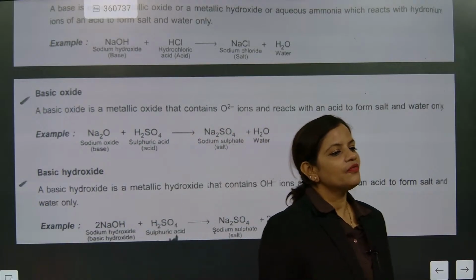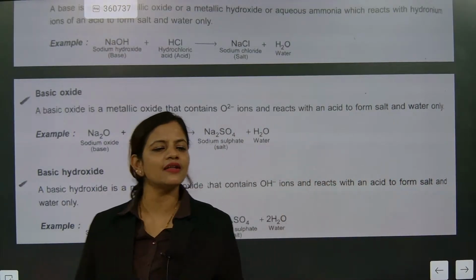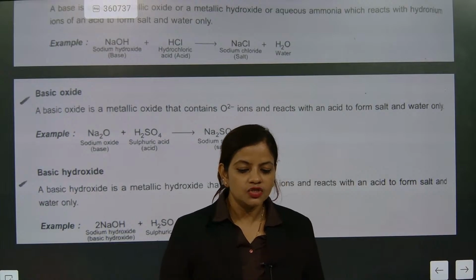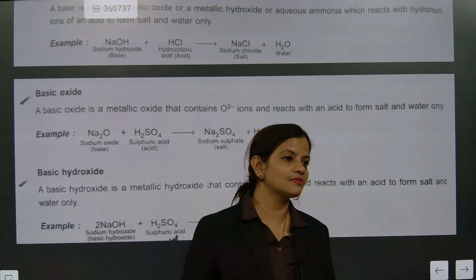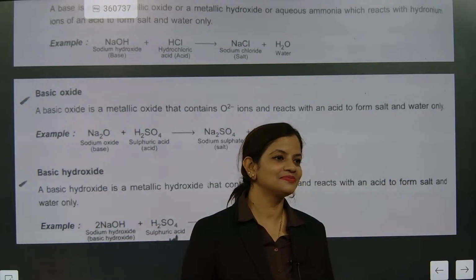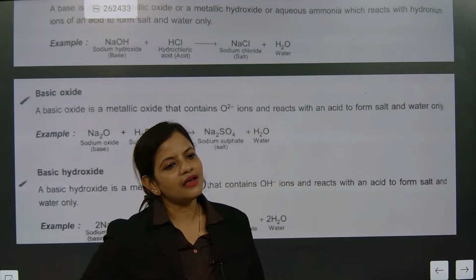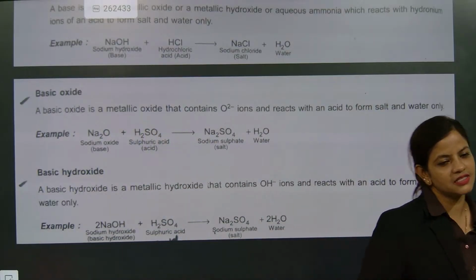Now look here. We have already studied basic oxides, and we came to know that whatever metals are there, they are basic oxides. Metals are basic oxides, non-metals are acidic oxides. Understand or not?